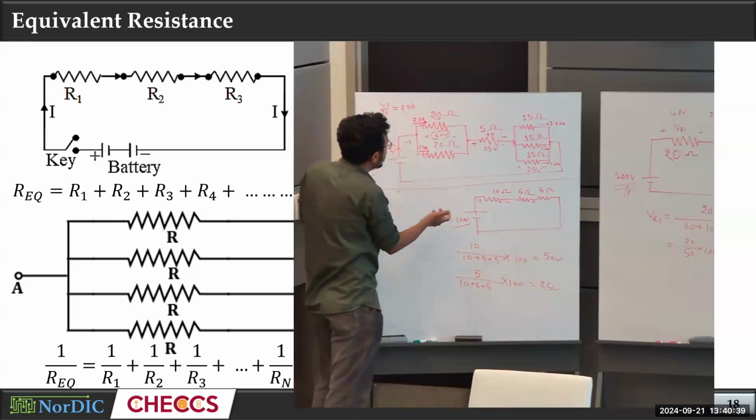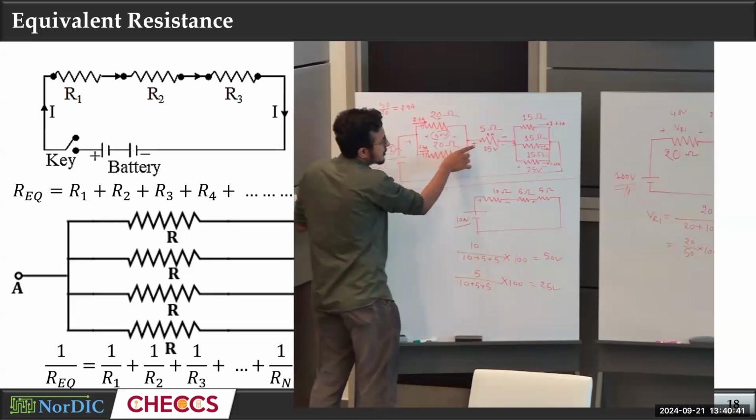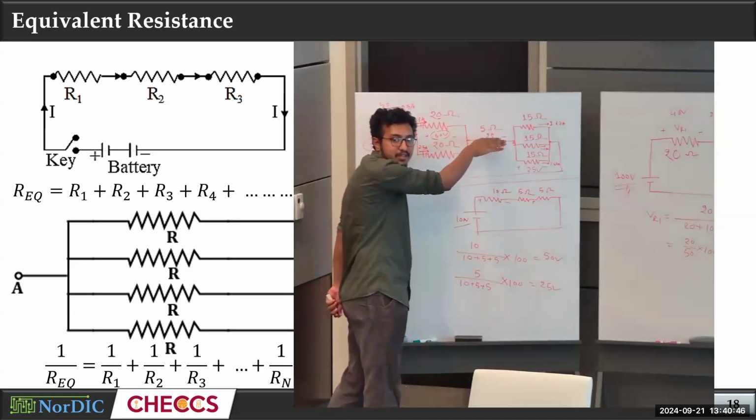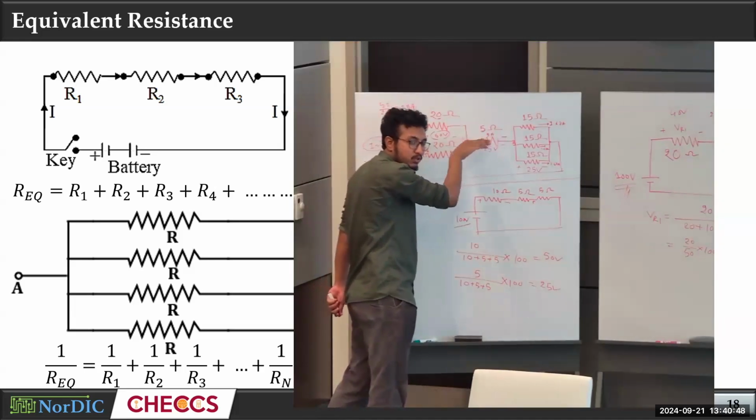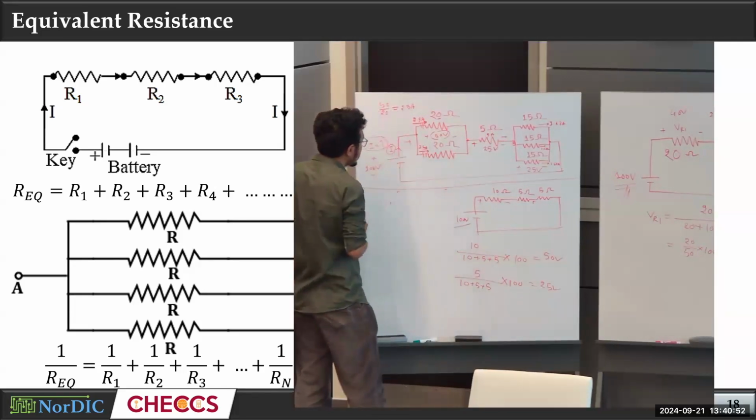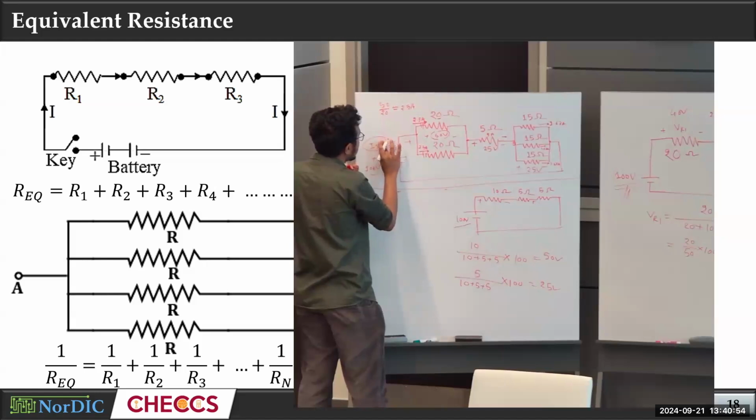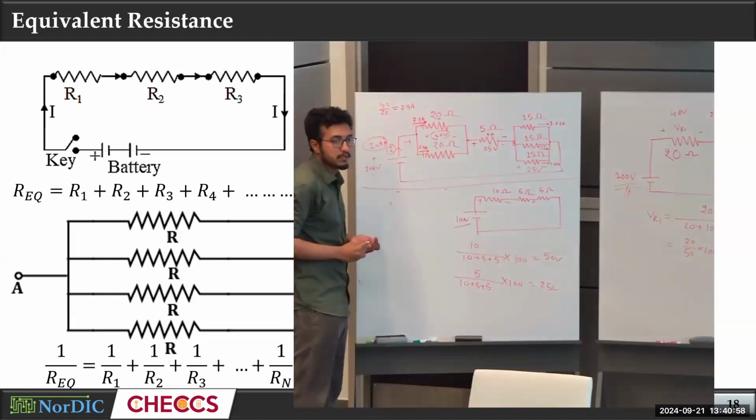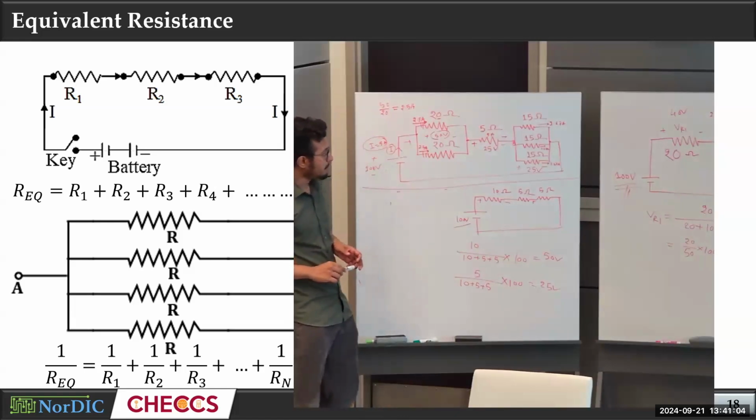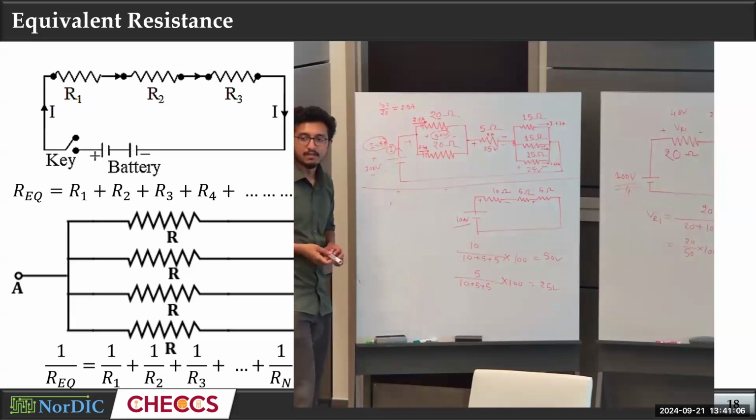Or you can think of it this way: whatever the current here is, it must be going through this resistor, because this resistor doesn't have any parallel path, right? All the current must go through this. So the current is 5 amps. So this current must be 5 amps. Any confusion? Please let me know if you have any.